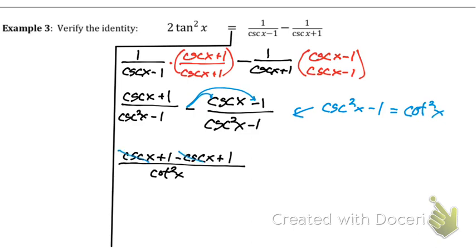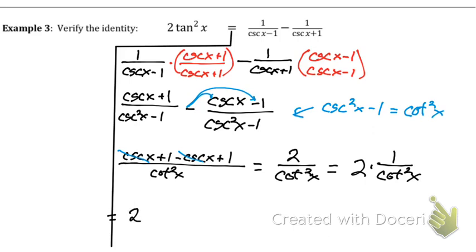We'll be left with 2 over cotangent squared x, which is the same thing as 2 times 1 over cotangent squared x, which just equals 2 times tangent squared x. Which is exactly what we had here.